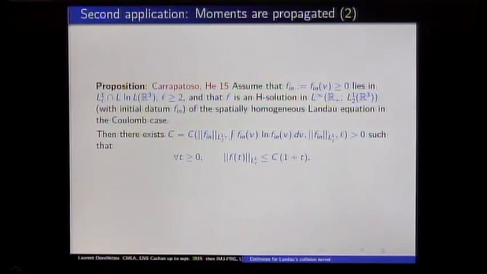But actually, this proposition was improved a lot recently by Carapatoso and Hay. And what they were able to prove is that, in fact, in this propagation, you can really control how the norms, the L1 norms of the moments, are increasing with time. And in fact, it's possible to show that they increase like t at most. And the important thing here is that this polynomial here is independent of L. That is, all different moments can increase. They are not necessarily bounded with time, but they all increase at the same speed.